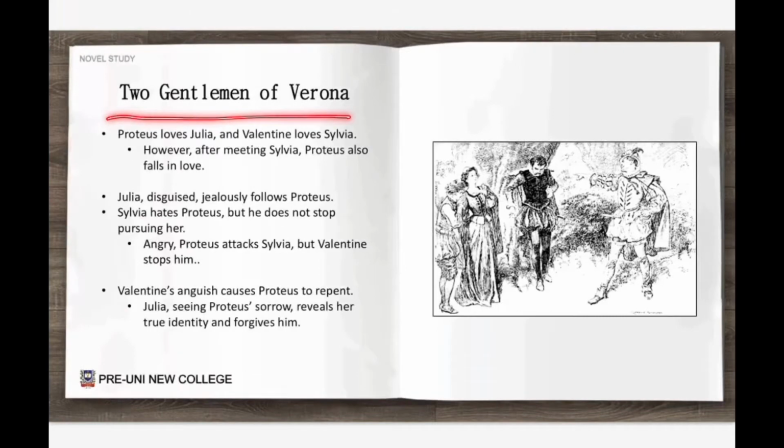Our next story, The Two Gentlemen of Verona. This story begins with Proteus, who loves Julia, and Valentine, who loves Sylvia. However, once Proteus meets Sylvia, he forgets all about Julia and falls in love with Sylvia instead. Julia disguises herself as a page to follow Proteus in hopes of winning him back, and frustrated that Sylvia doesn't love him, Proteus attacks her. However, he is stopped by Valentine. Valentine's deep disappointment in Proteus causes him to repent and declare his love for Julia. Julia then reveals her identity and takes back Proteus.